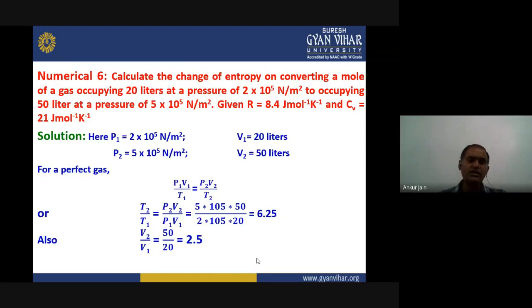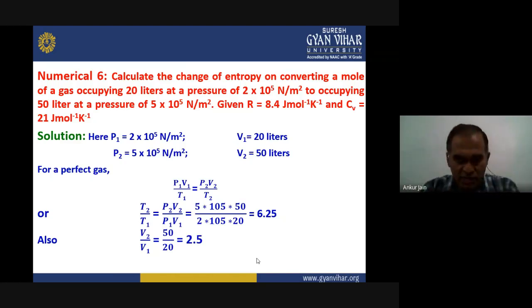Let us move to the next numerical, which asks us to calculate the change of entropy on converting a mole of a gas occupying 20 liters at a pressure of 2 into 10 to the 5 Newton per meter square to occupying 50 liters at a pressure of 5 into 10 to the 5 Newton per meter square. Here it is given that R equals 8.4 joule per mole per Kelvin, and Cv is also given as 21 joule per mole Kelvin.